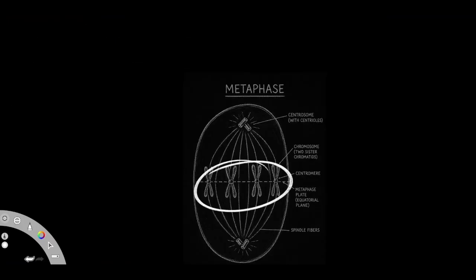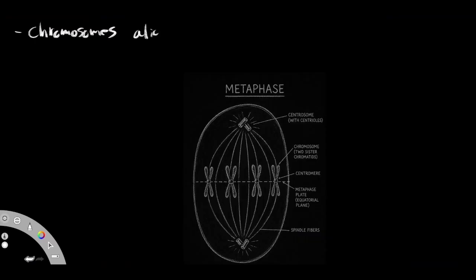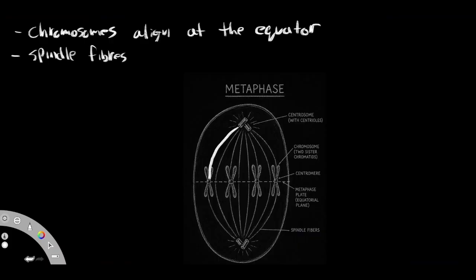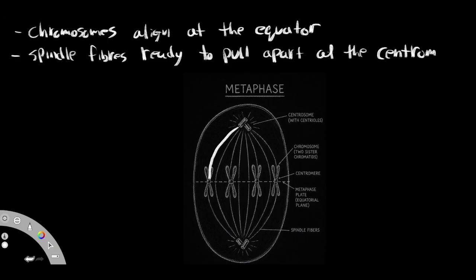All right, so now these chromosomes are lined up right in the middle, right? And it's known as the equatorial plate, okay? That imaginary line in the middle there. So I'll just say chromosomes align at the equator. At this point it's very apparent that the spindle fibers have attached to their respective centromere. So spindle fibers are now ready to pull at the centromere.